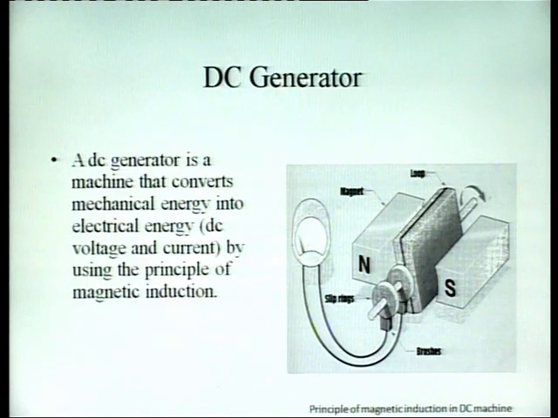DC generator. So, depending upon the function of the machine, it can be named as a motor or generator. First is the generator. A generator is a machine that converts mechanical energy into electrical energy by using the principle of magnetic induction. The generator works on the principle of magnetic induction, that is, when a conductor is placed in a magnetic field and cuts the magnetic field, an EMF will be induced in this conductor. So, this is the DC generator.